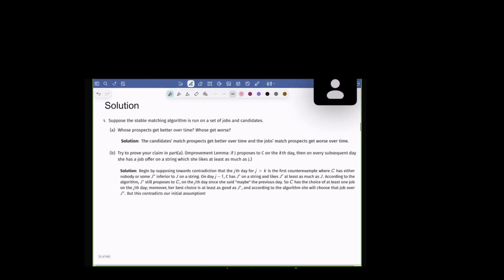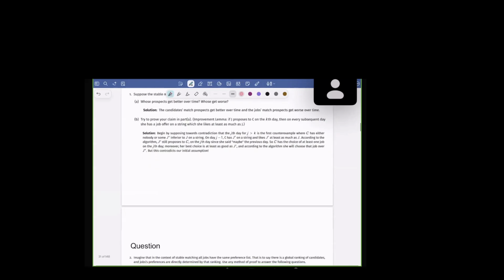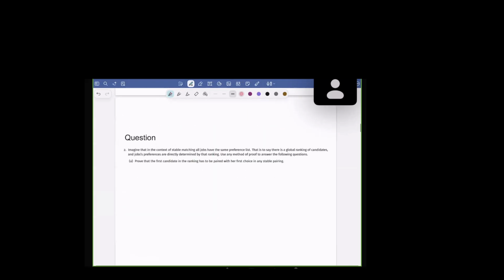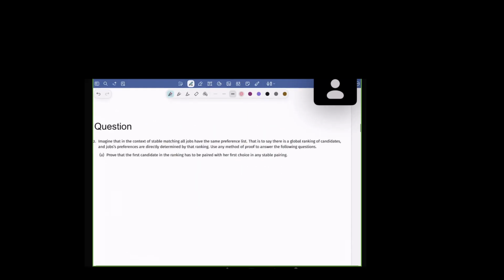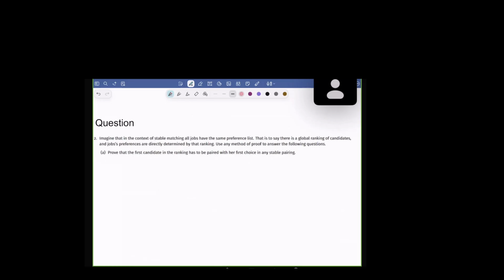All right. And then, yeah, this is just a solution. All right. And then just another question. So imagine that all jobs have the same preference list of candidates. And so let's just say that we have jobs A, B, C, D, and their list of candidates are all 1, 2, 3, 4. Let's just label the candidates by numbers.